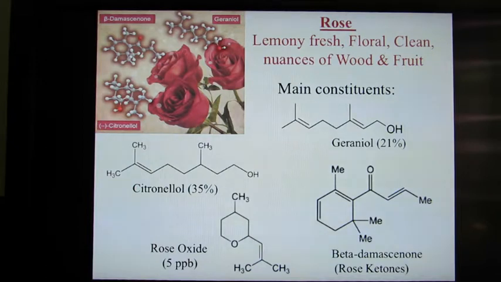However, we'll see that the rose essential oil contains a large quantity of citronellol, 35% as a terpene, and geraniol, 21%, which has a slightly different configuration. And then there's the rose oxides, which are present, and these can be detected down to 5 parts per billion. Normally we detect aromas in the parts per million, but rose oxide as well as the rose ketones have a very strong aroma. And these are the range of chemical constituents that are in the rose oil.